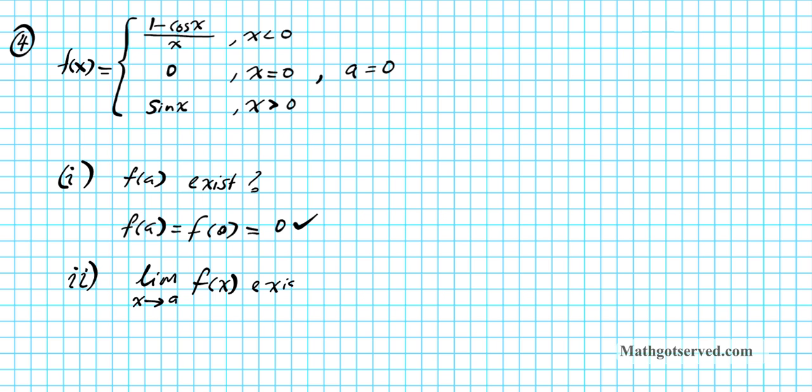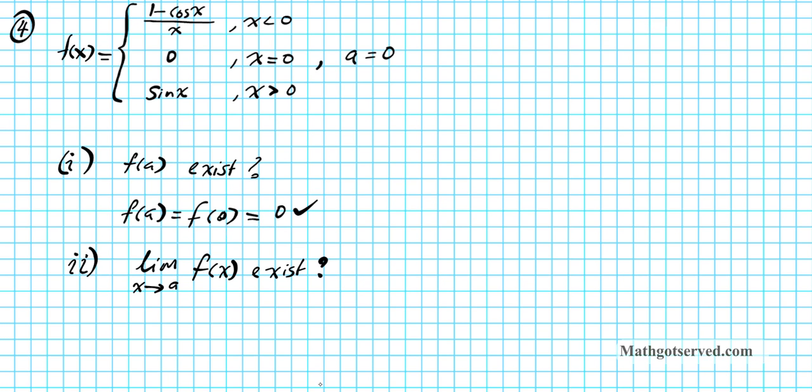Does the limit exist? Okay, to determine this, we're going to do the left and the right hand limits. We have two functions, so that's necessary. Let's use a number line to organize our functions on the left and right hand side. The sign change happens at 0. So when you're approaching 0 from the left, you're looking at (1 minus cosine x) over x. And then when you're approaching 0 from the right, you're looking at sine x.